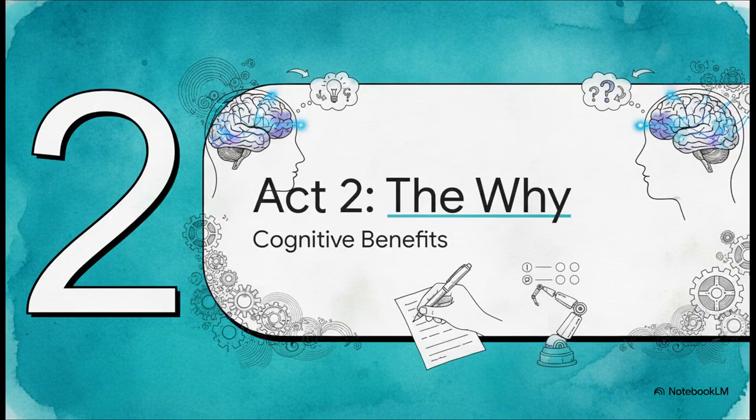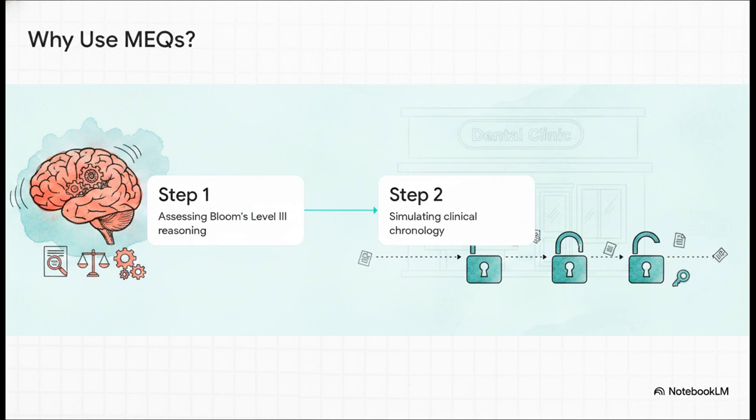Moving right along to Act 2, the why. So, why go through the effort of designing these? Well, first off, MEQs compel students to operate at a much higher cognitive level, specifically targeting Bloom's Level 3 reasoning. We're talking synthesis, evaluation, and problem solving. Plus, they simulate the true chronological uncertainty of a real dental clinic. Patient data is revealed progressively, so you're actively testing a student's index of suspicion in real time.